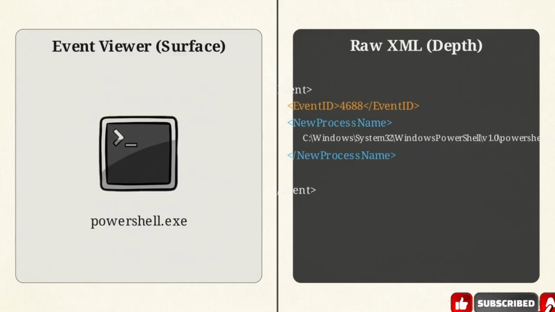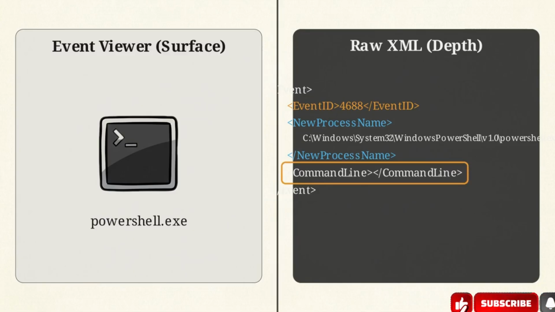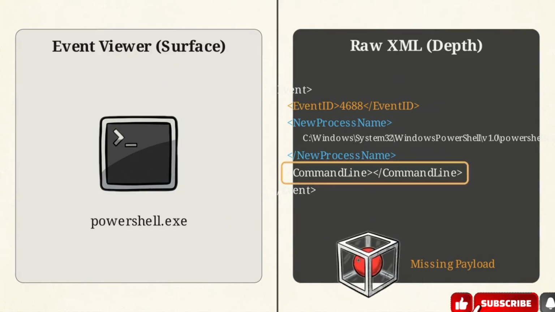This split screen shows how native defaults blind analysts. Event Viewer on the left shows only PowerShell.exe. The raw XML on the right is missing command line arguments. If an attacker uses PowerShell maliciously, the arguments should exist right here, but they are physically absent.